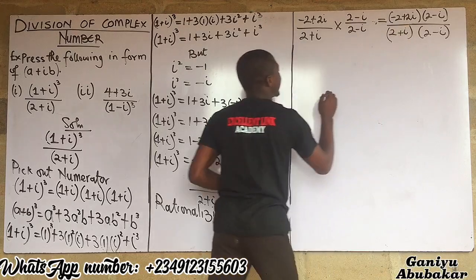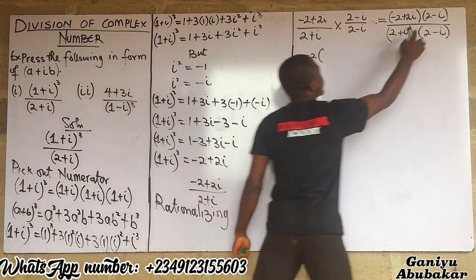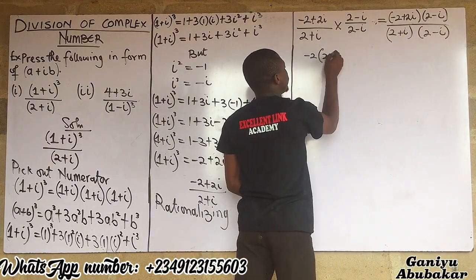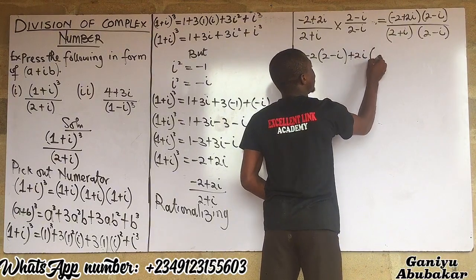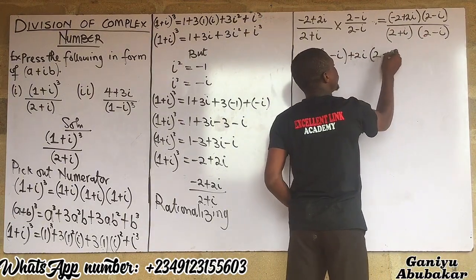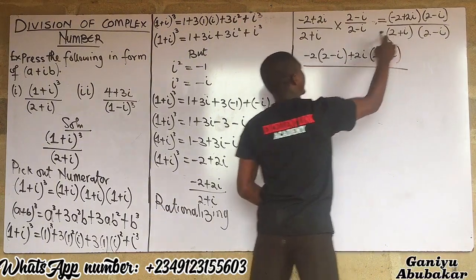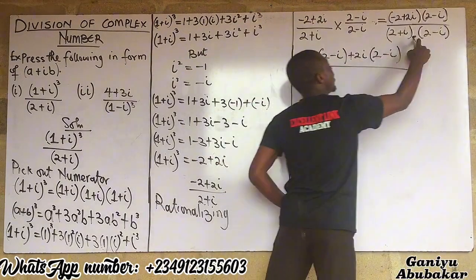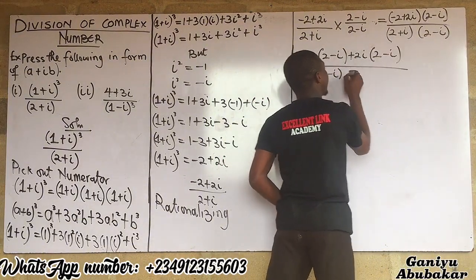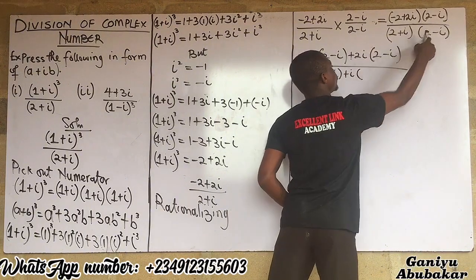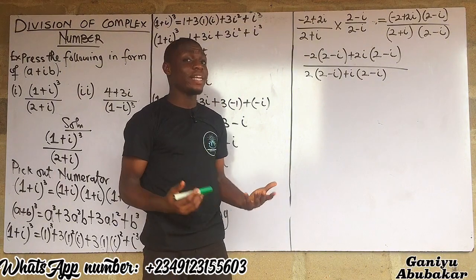Expand this one here. First task, pick out the first term, minus 2, into everything here, 2 minus i. Second term is plus 2i into 2 minus i. All over this one here: first term, 2, into everything here, 2 minus i, plus i into 2 minus i. What's my next task here?